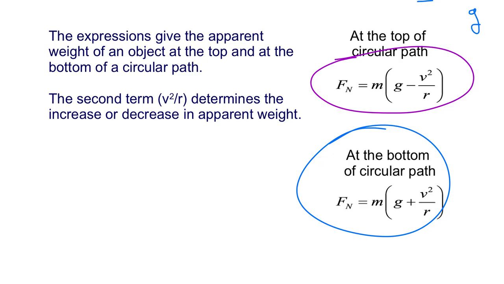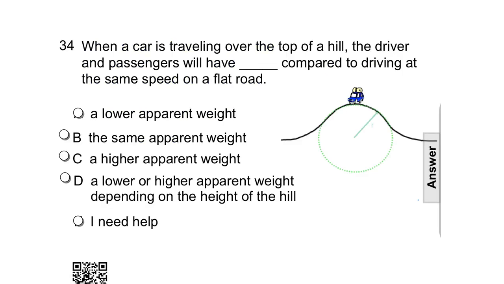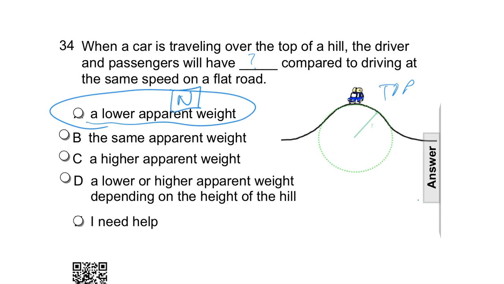Okay, this is the top of a hill. The passengers will have what apparent weight driving at the same speed on a flat road? Well, you feel lighter, so a lower apparent weight, which is the same thing as normal force.